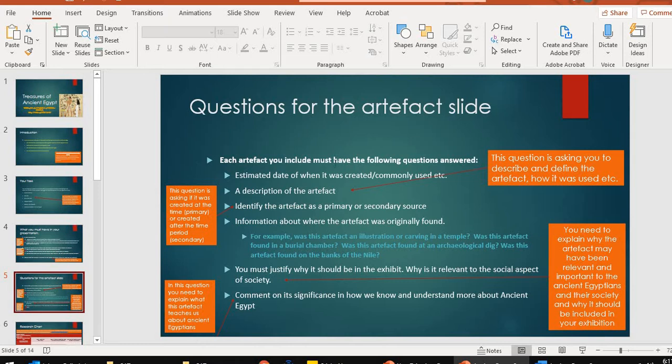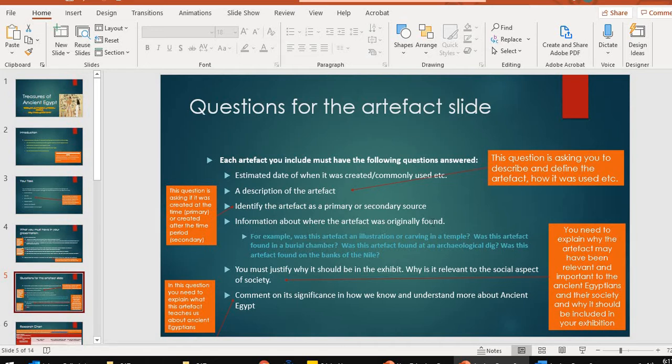So each artifact must have the following questions answered. So when it was created or commonly used, a description of the artifact, and this is asking you to describe and define the artifact, how it was used. You need to identify the artifact as primary or secondary source. So this question is asking if it was created at the time, then it's primary, or created after the time period, was it secondary?